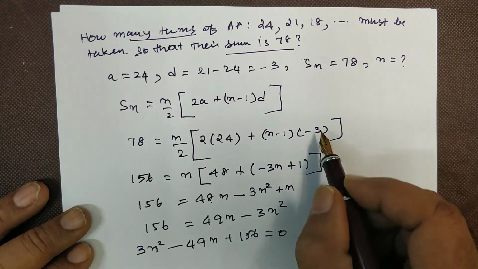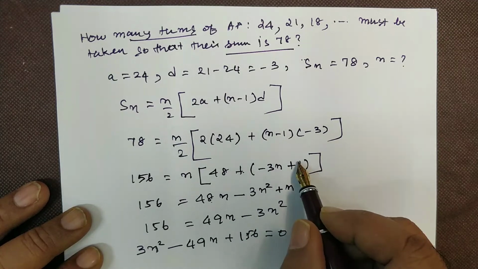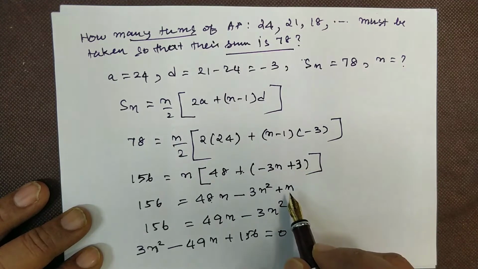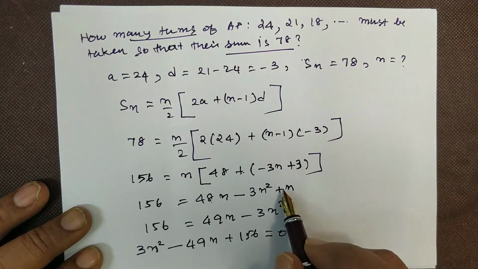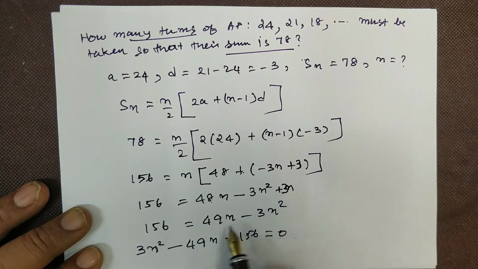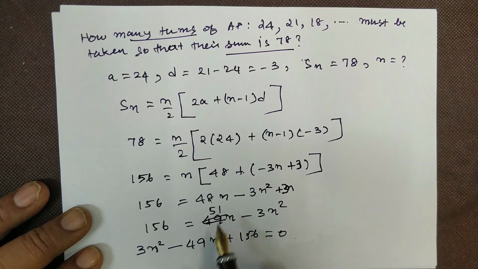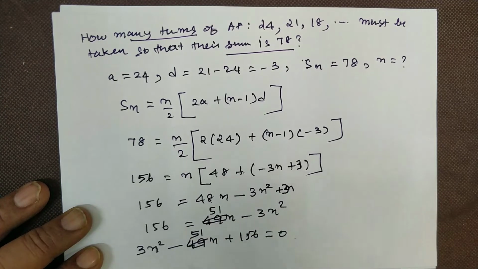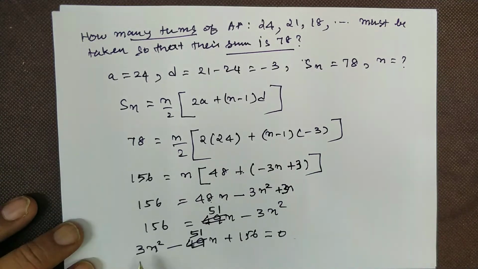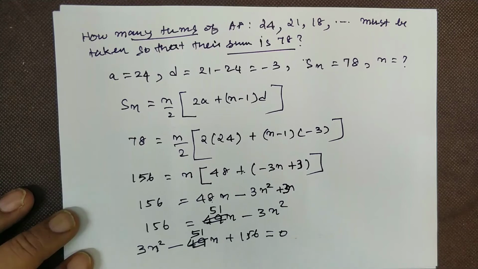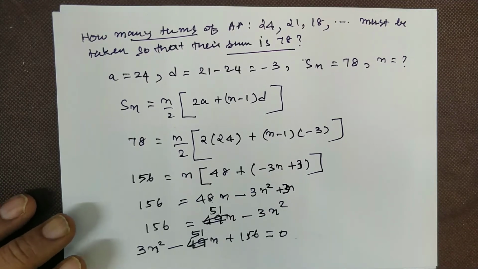We had to put plus 3. Minus 3 into 1 plus 3. Is it not? So it becomes plus 3n. So it becomes 51n. Please correct it. So 3n squared minus 51n plus 156. Okay, you have to be very careful.